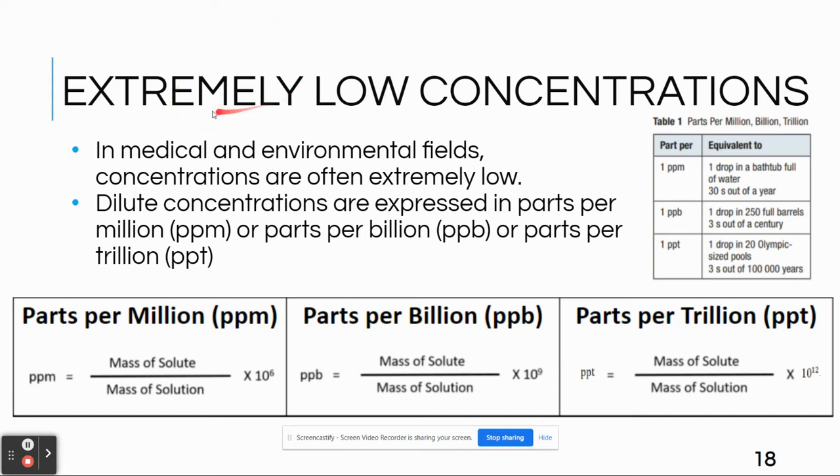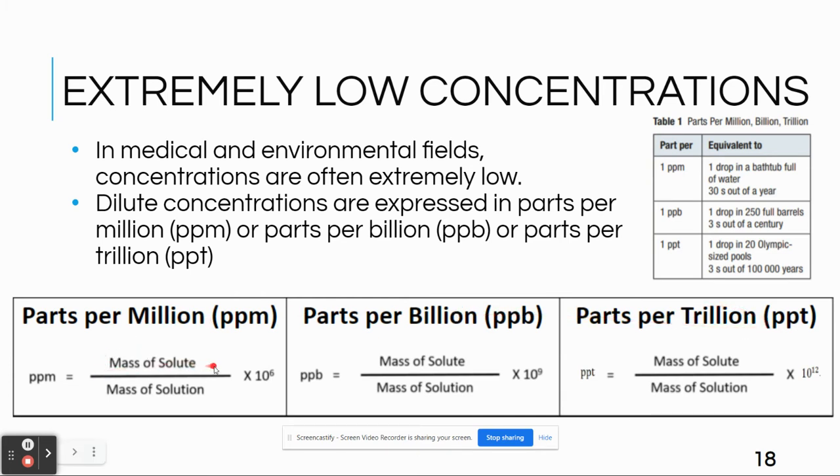Now, we do have a different unit for concentrations that are extremely small. We often see this in the medical field and environmental context. And we call those units the ppm, ppb, and ppt. So parts per million, parts per billion, and parts per trillion. And so basically, you can see all the different formulas over here.